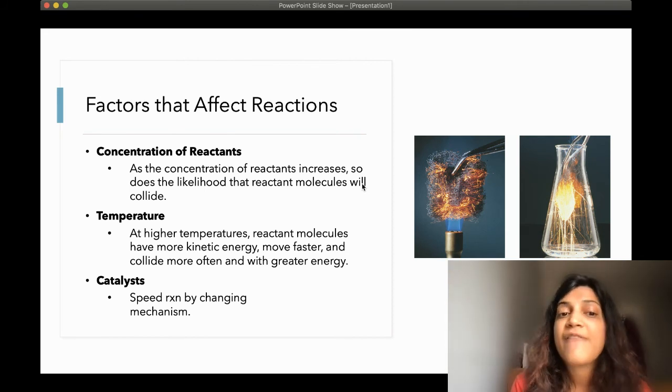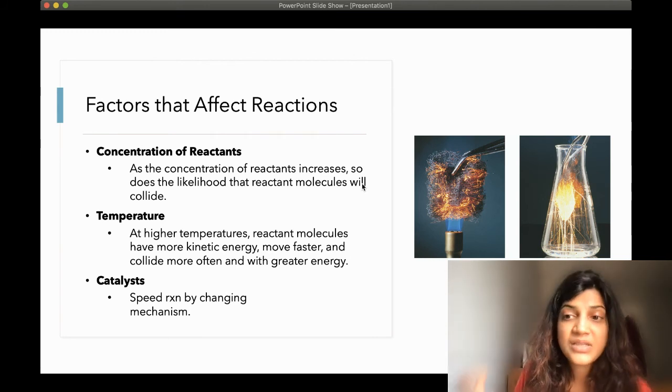Similarly, if we have higher temperatures, we will have more reactant molecules having more kinetic energy. They will move faster and collide more often with greater energy, thus producing more product. And the third factor is a catalyst, which is a substance that helps us speed up the reaction. This can be by changing the mechanism or providing more surface area for the reaction to take place. So a catalyst can help us speed up the reaction.